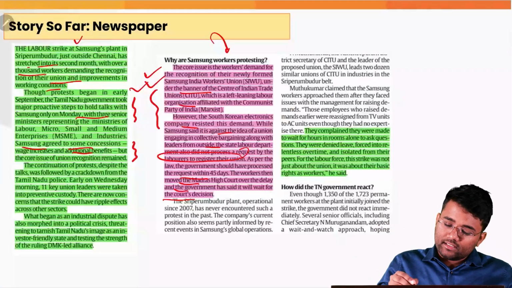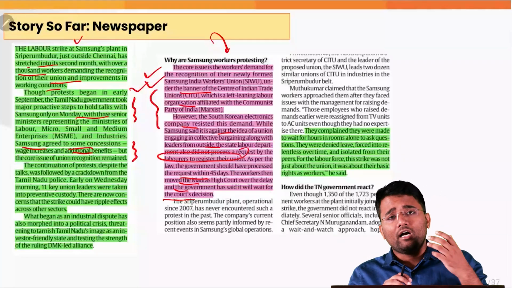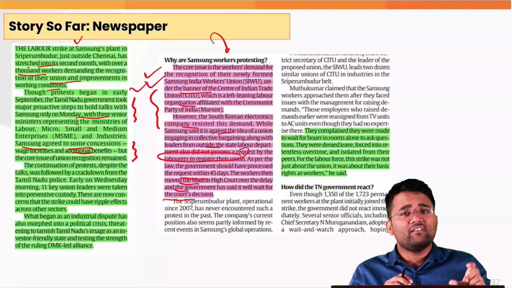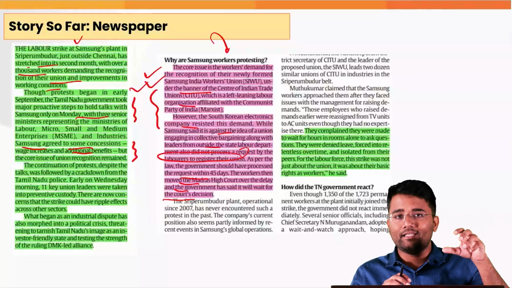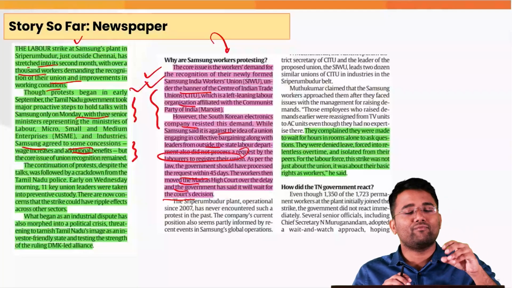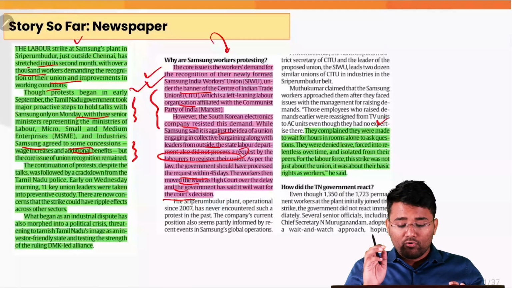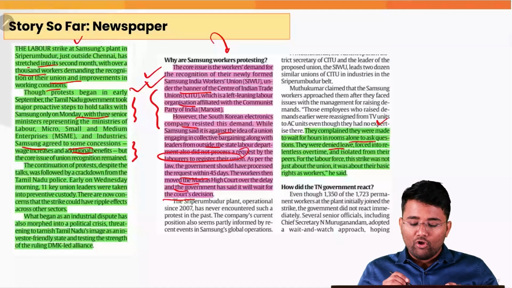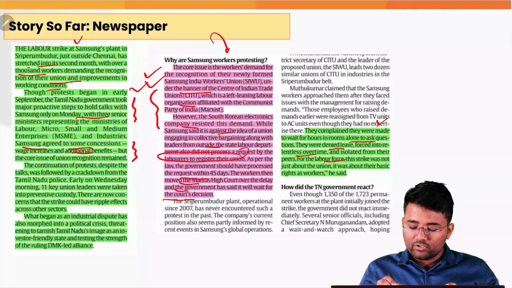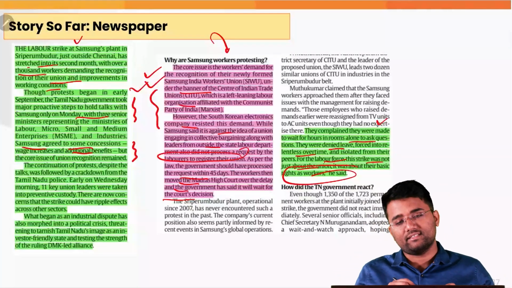Why? Because Samsung is not very happy with this collective bargaining, where there are some people who are not working in that particular plant and are sitting on the table for the bargaining. Apart from this, they have also complained that they were made to wait for hours alone in rooms to be asked questions. They were denied leaves, forced into relentless overtime, and isolated from their peers. For the labor force, this strike is not just about the union, it is about their basic rights as workers.